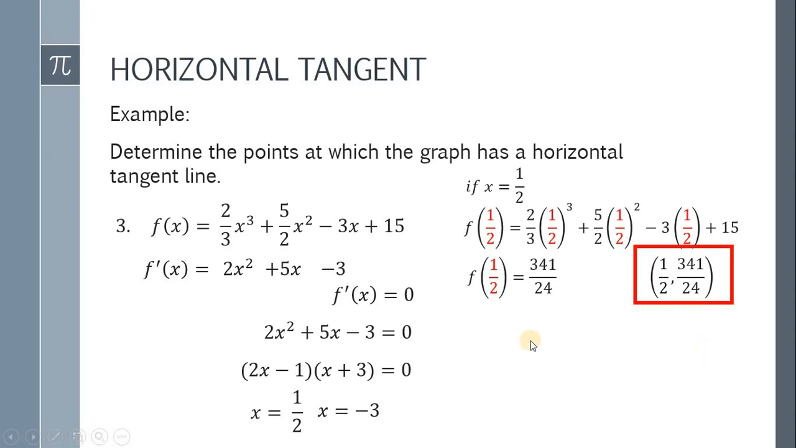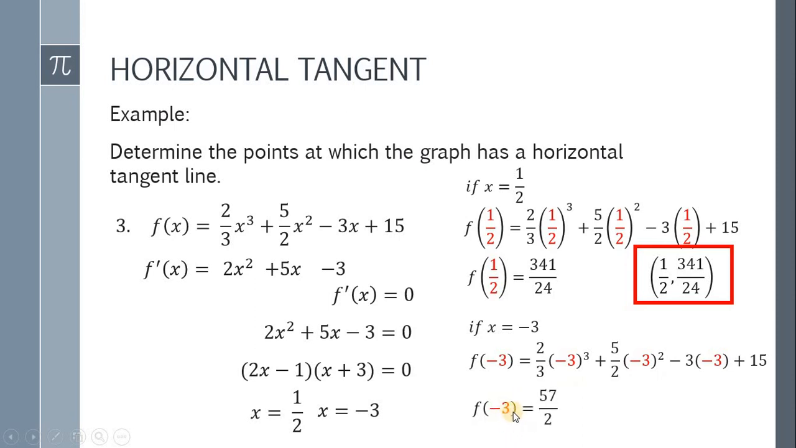Now, yung second, if x is equal to negative 3, we have lahat ng x, papalitan natin ng negative 3. So, we have f of negative 3 is equal to 2/3 multiplied by negative 3 cubed plus 5 over 2 multiplied by negative 3 squared minus 3 times negative 3 plus 15. Simplify natin using our calculator, we get f of negative 3 is equivalent to 57 over 2. Now, yung pangalawang point natin must be negative 3, 57 over 2, and we're done.